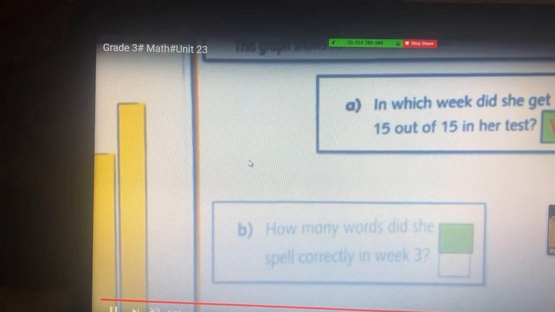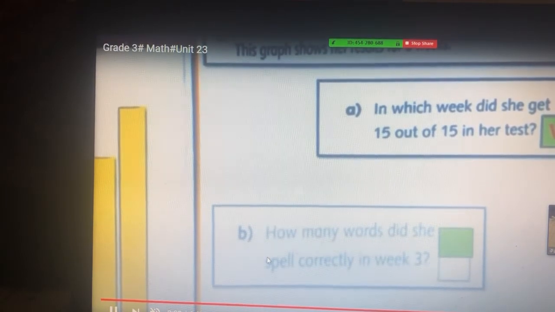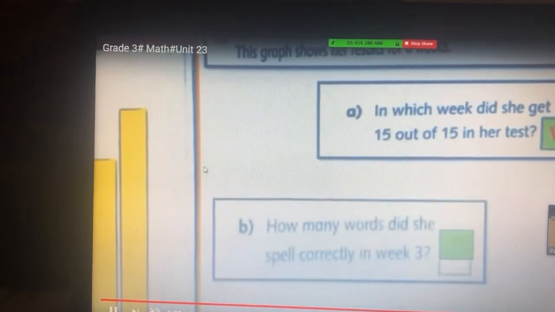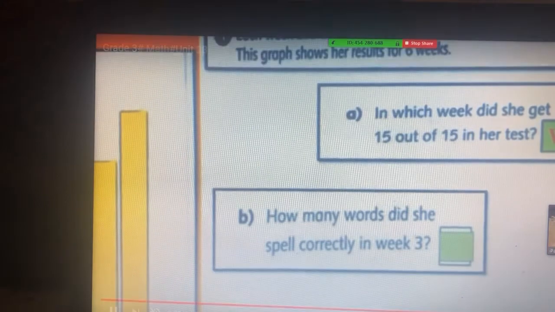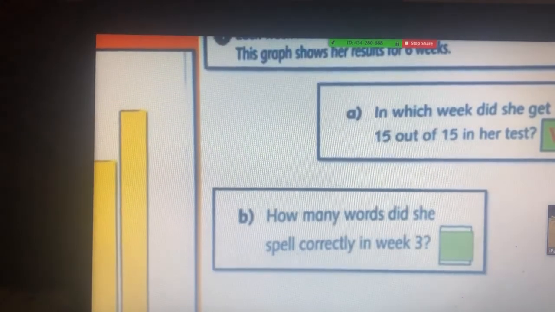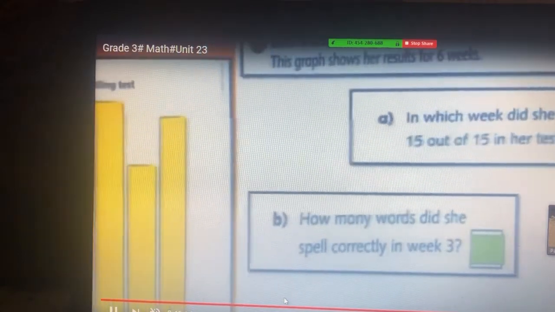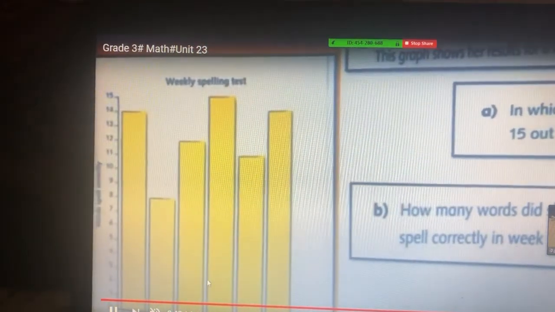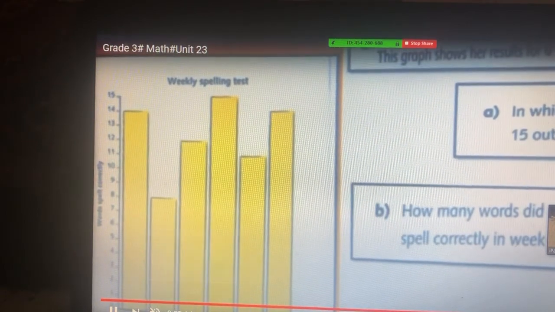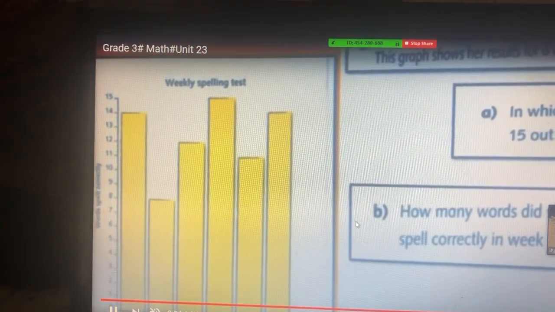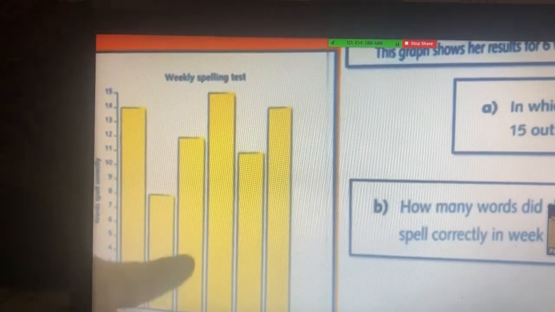How many words did she spell correctly in week 3? Now I have to look at the other side. I'm searching for the words that she could read and spell correctly in week 3. So now I'm going to read from down. First, I'm going to search for week 3. This is week 3, right? And I'm going to use my finger to go up with week 3.